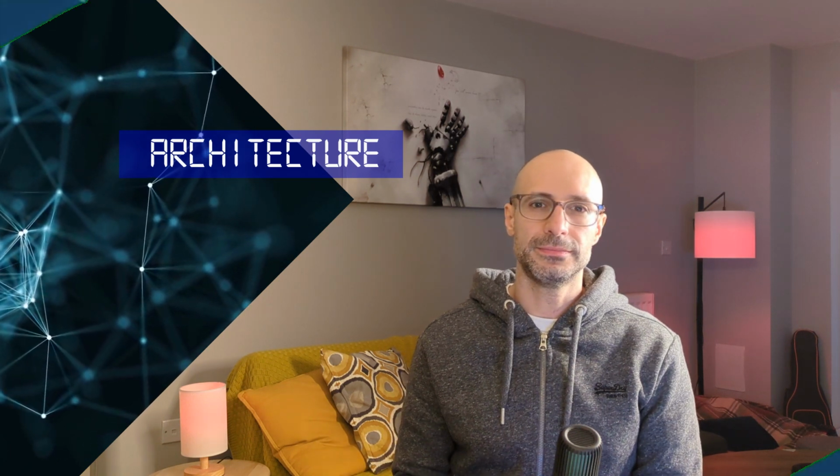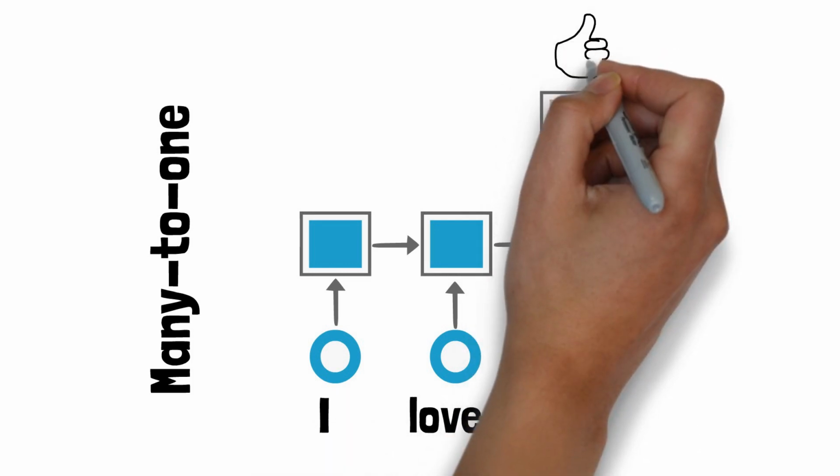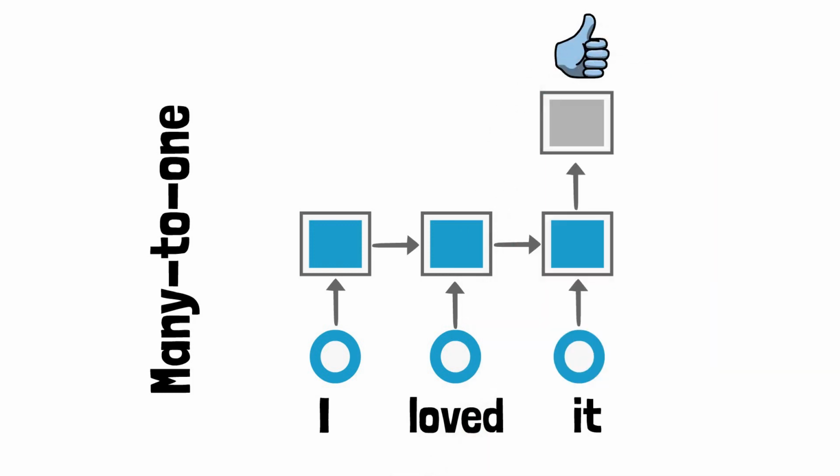Let's take a look. Many to one. The input data is a sequence, but the output is a fixed size value. For example, if we are classifying the sentiment of a movie review, the input is a sequence of words, the review, the output a class label: positive, neutral, negative.